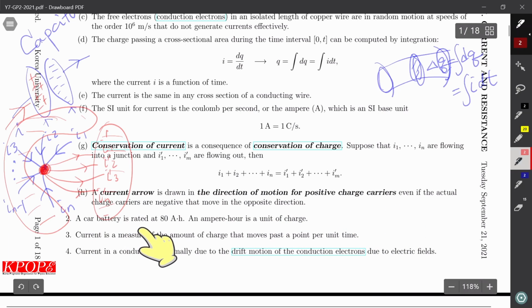A car battery is rated at 80 ampere hours. Ampere is a current, and the time is hours. So current times time is the amount of charge. An ampere hour is a unit of charge, right? That is not the same as the coulomb, because 1 coulomb is 1 ampere times 1 second.